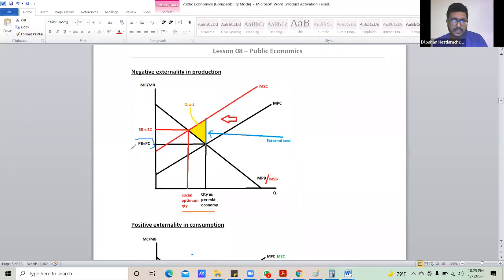Okay, so this is the equilibrium price. So this is the original equilibrium. PB and PC equal point.